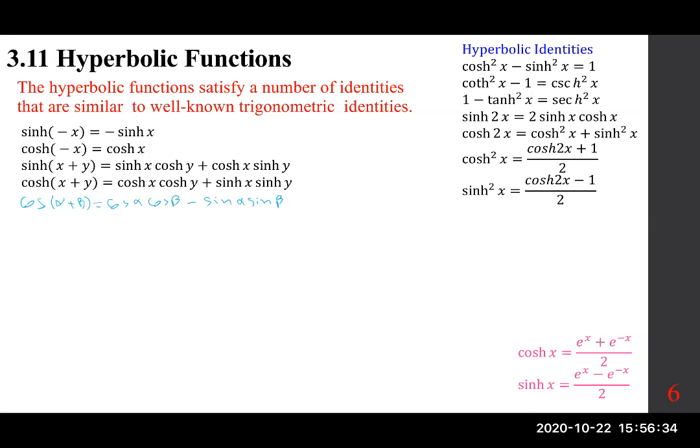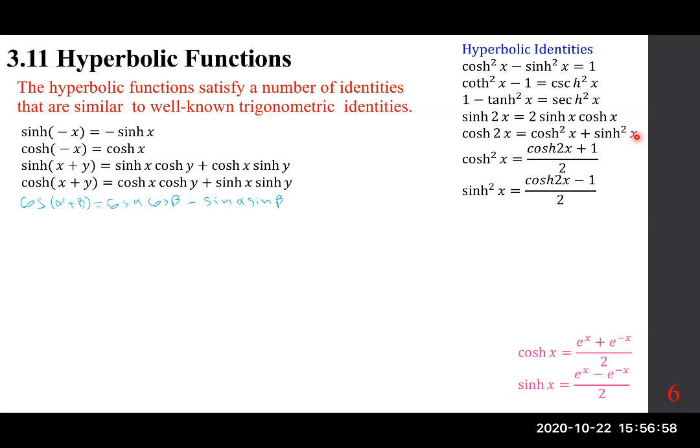Another example, look at sinh 2x. You remember sine 2x was 2 sine x cosine x. So that works almost the same. Now this is another difference. Cosine of 2x was cosine squared x minus sine squared x. So that's the difference, class.